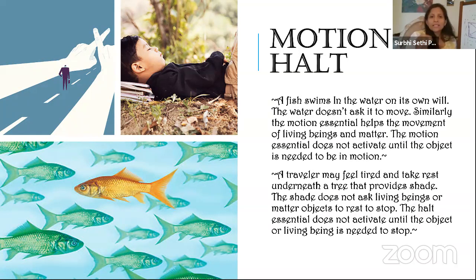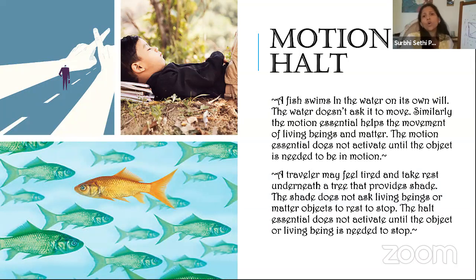So the halt essential is just a support. If you want to stop someplace, it will help you stop. And if some force forces me to stop in one place and I can't move around, that is also possible because of the halt essential. If the halt essential was not there, no one could stop us from anything or anywhere.